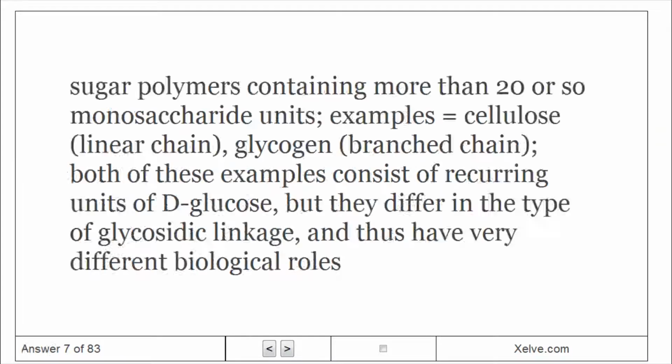Polysaccharides. Sugar polymers containing more than 20 or so monosaccharide units. Examples are cellulose, a linear chain, and glycogen, a branched chain. Both of these examples consist of recurring units of D-glucose, but they differ in the type of glycosidic linkage, and thus have very different biological roles.